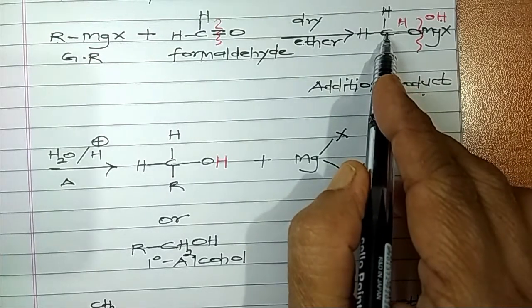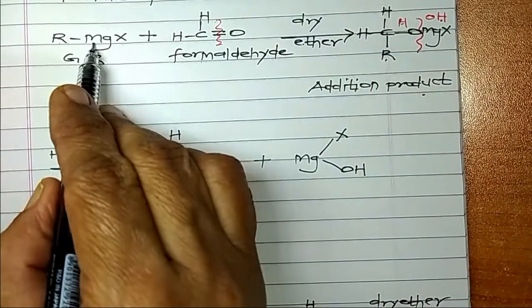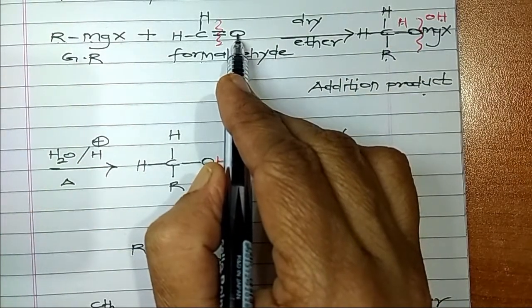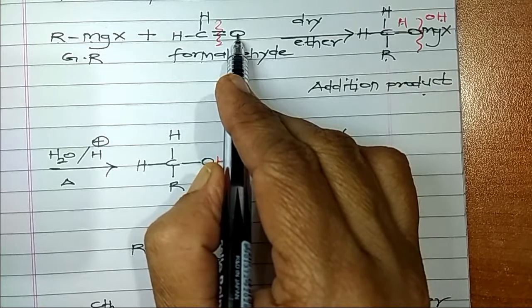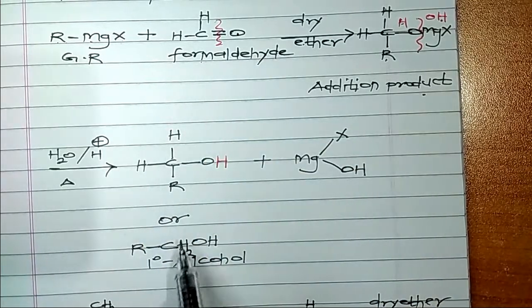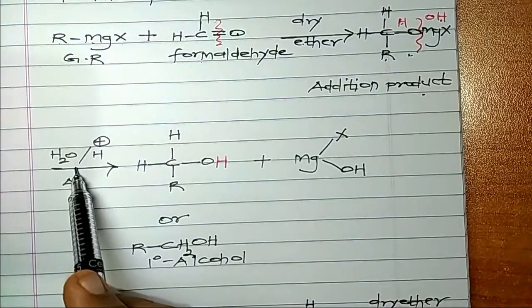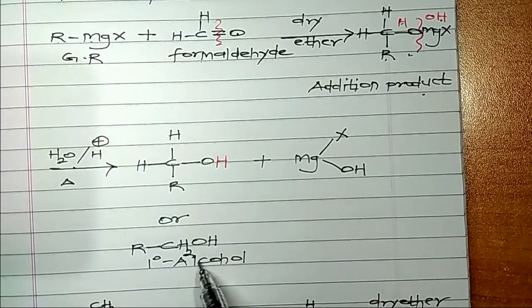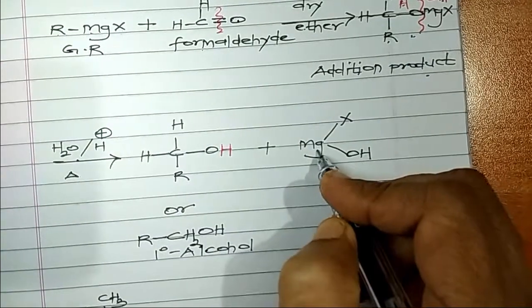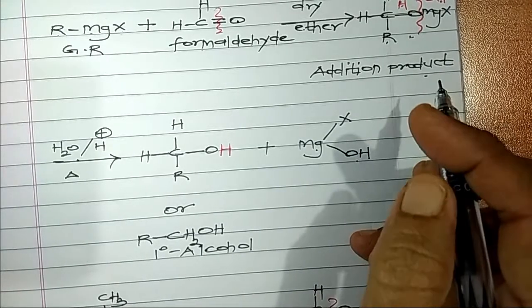Always remember R will get attached to the carbonyl carbon. The MgX part will get attached to the carbonyl group's O. Is it all right? You get an addition product here. Subject this to acid hydrolysis. You get a primary alcohol, and this one is a byproduct. We call it magnesium hydroxy halide.